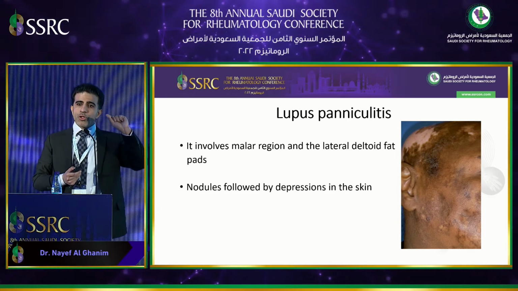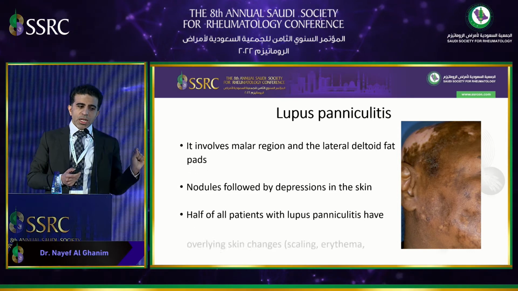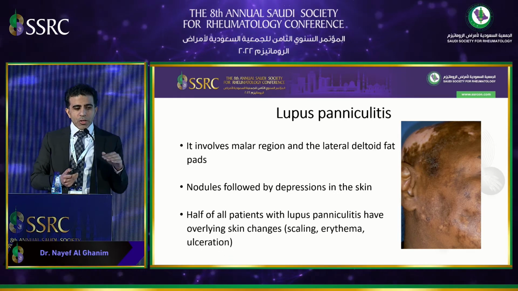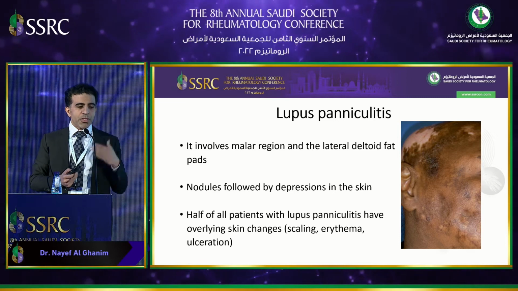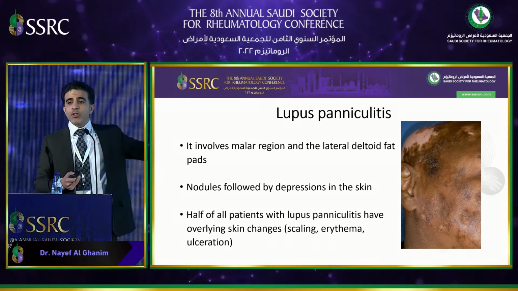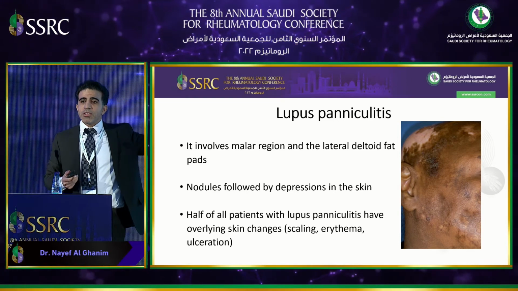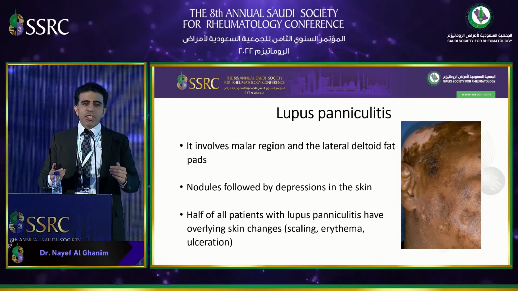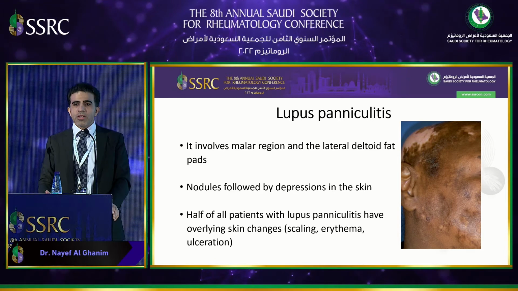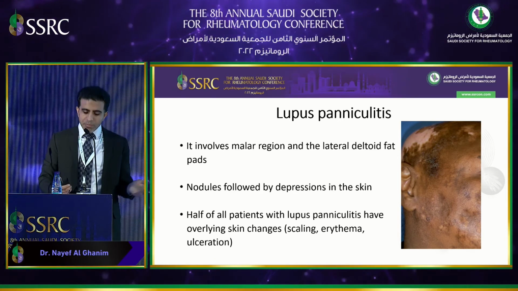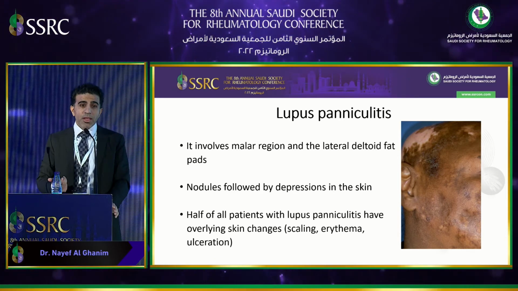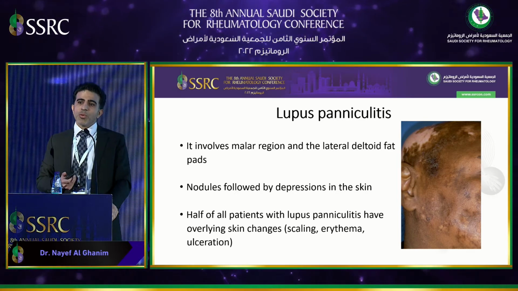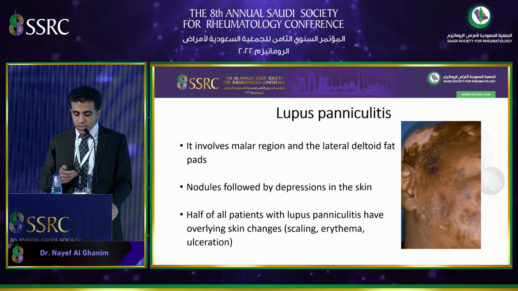Usually it starts as a nodule, then it leaves a depression. And half of the patients will have overlying skin changes like hyperpigmentation, scaling, or erythema. I used to see a lot of patients with these depressions over their scalp and hyperpigmentation and think that they had discoid lupus. But now, after I noticed that this is a myth, I have to think that they might have had lupus panniculitis at one time, and it's not discoid lupus.